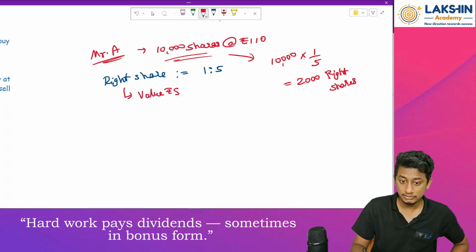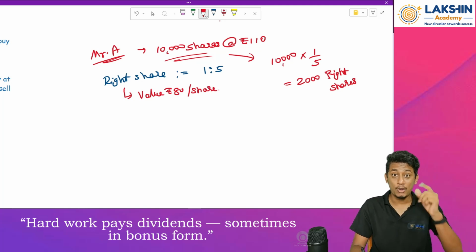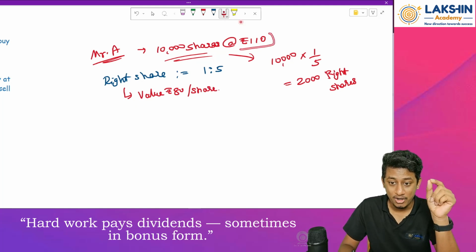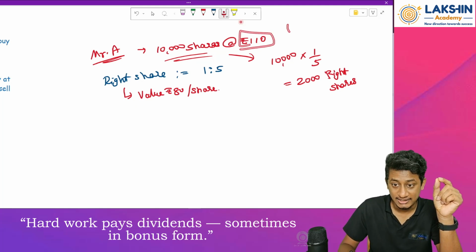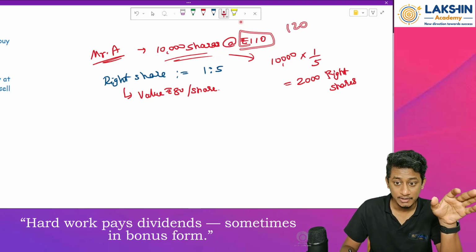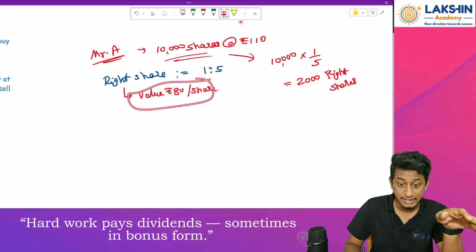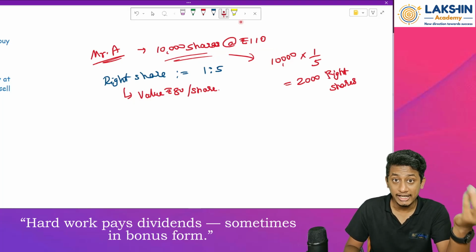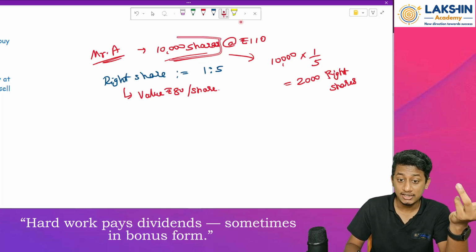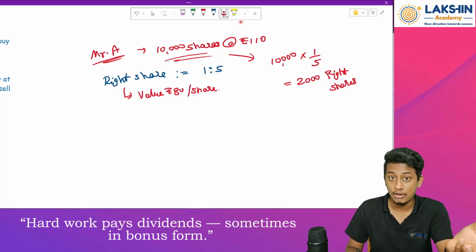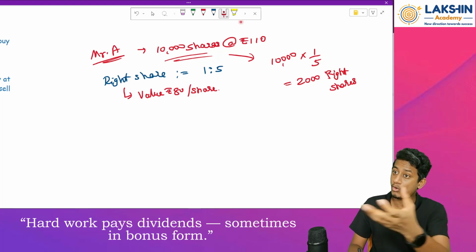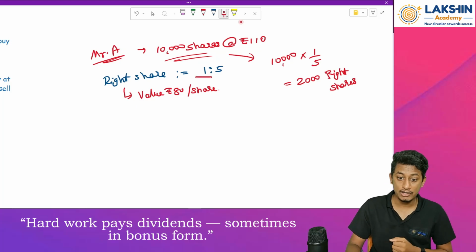Rupees 80 per share. What is happening over here? See, this guy had bought a share for rupees 110. Let's say the market value is 120, for example. Now he is getting the share at rupees 80. Why is he getting it at rupees 80? Because he is the existing shareholder. The company wants to raise money, and the shareholder will also get the share at a discounted price.